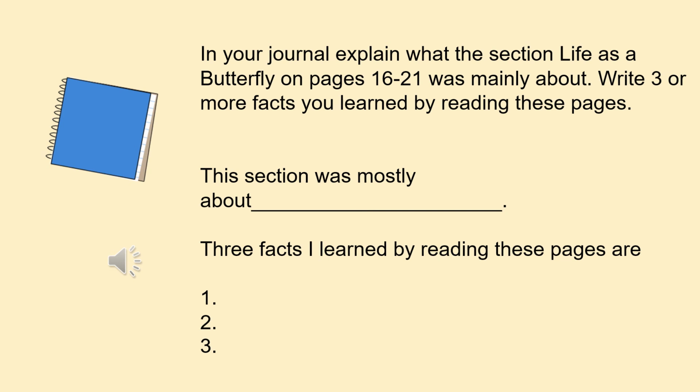In your journal, explain what the section Life as a Butterfly on pages 16 through 21 was mainly about. Write 3 or more facts you learned by reading these pages. So your first section is going to say, this section was mostly about, and then you can write 3 facts I learned by reading these pages are, and give me a 1, 2, 3.